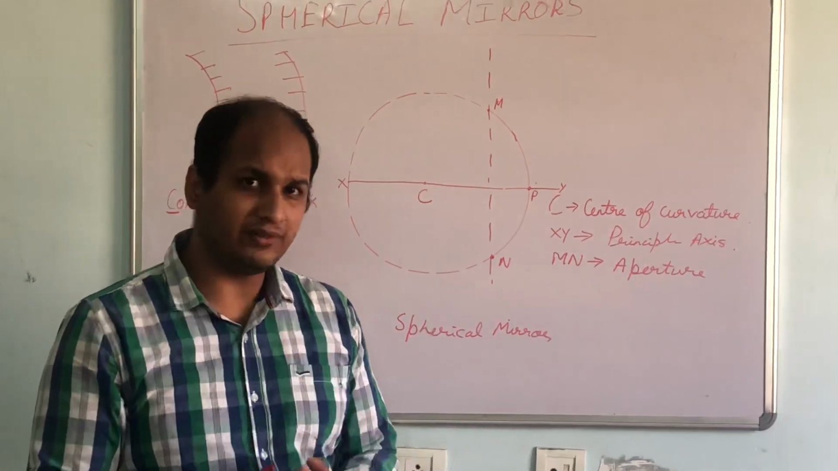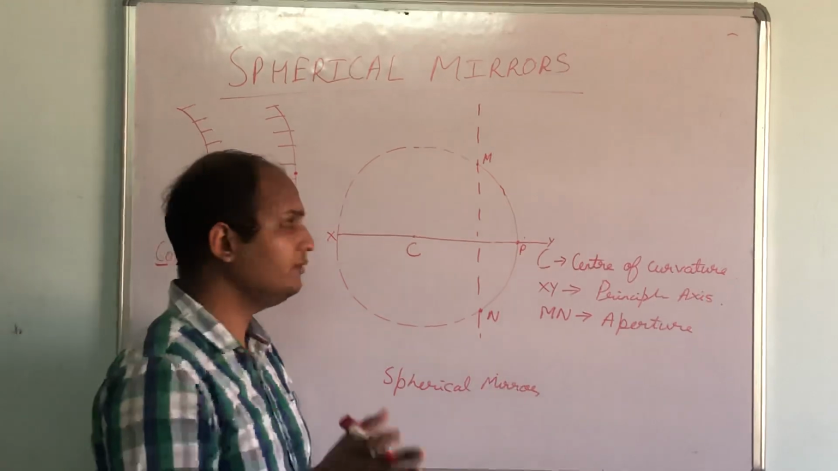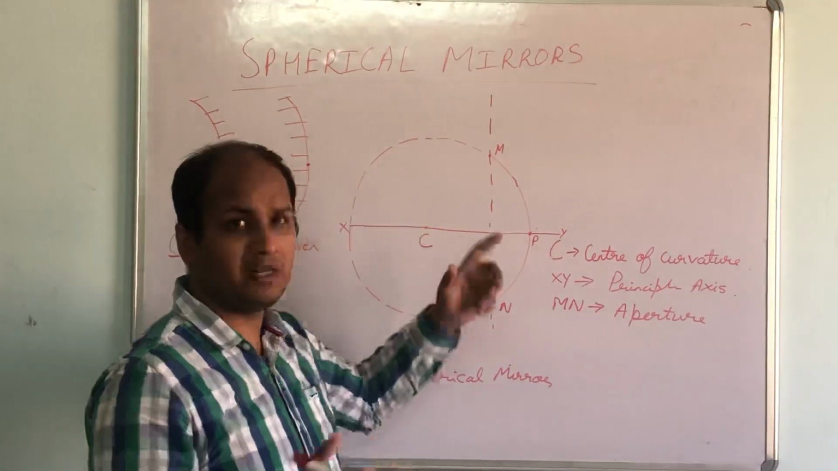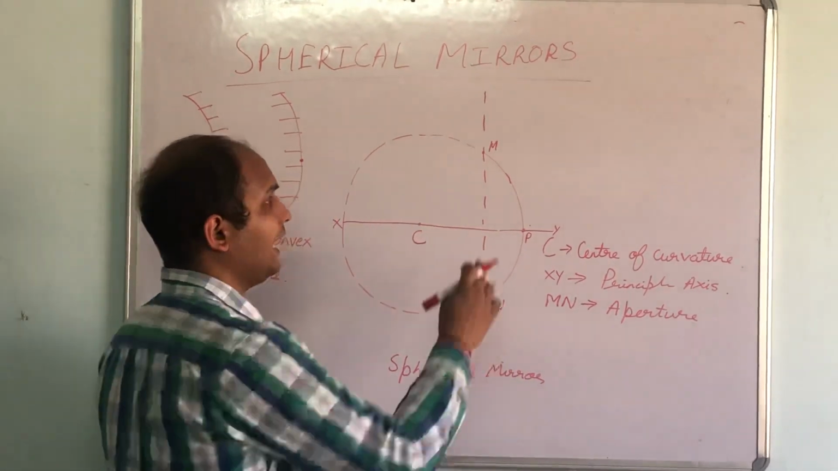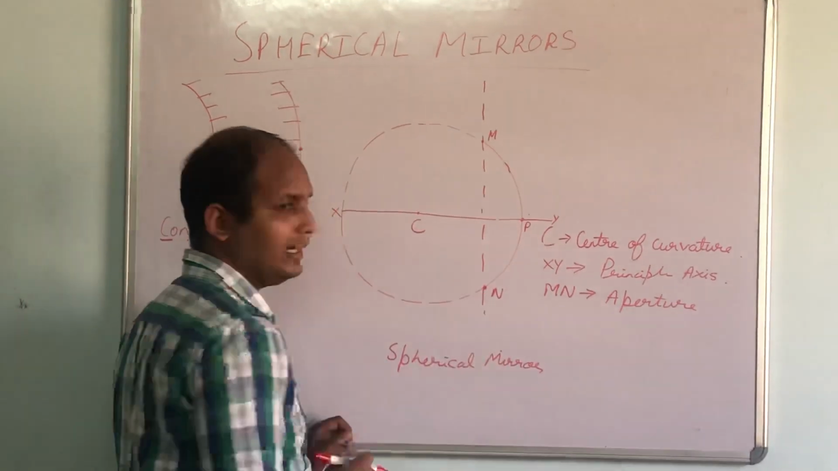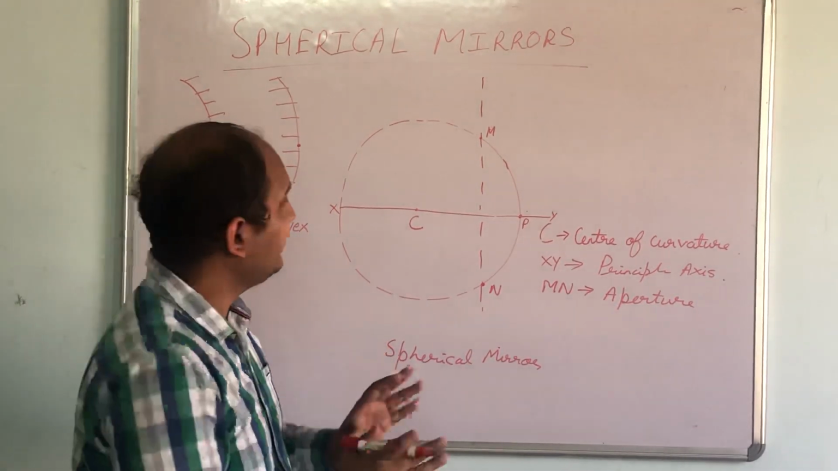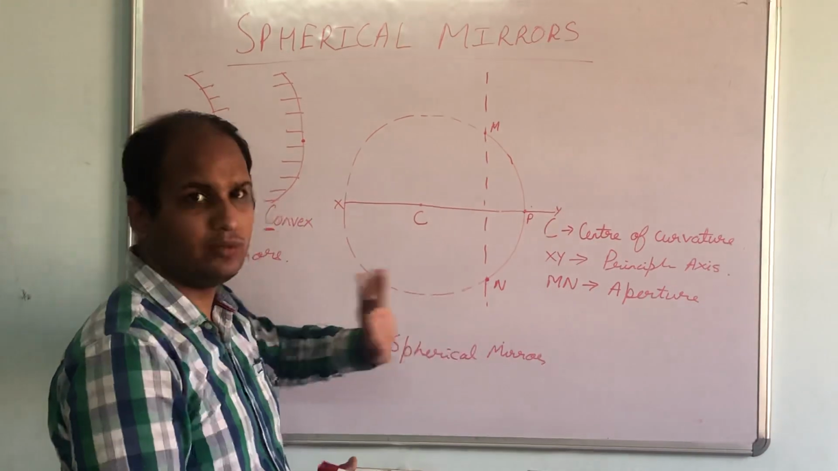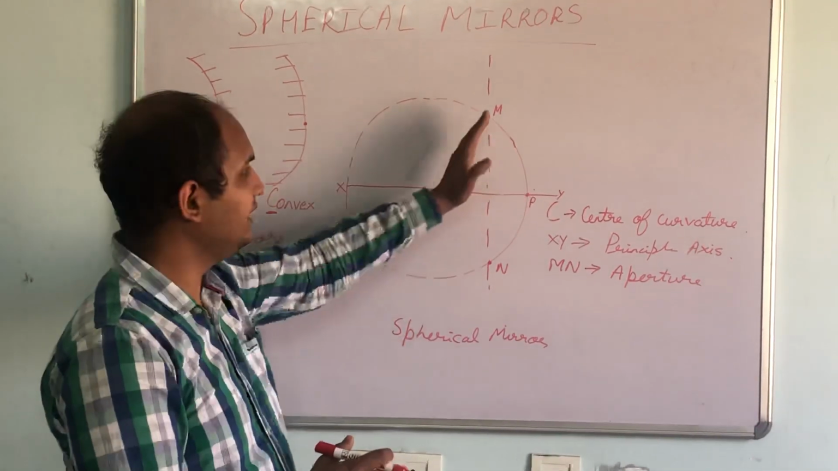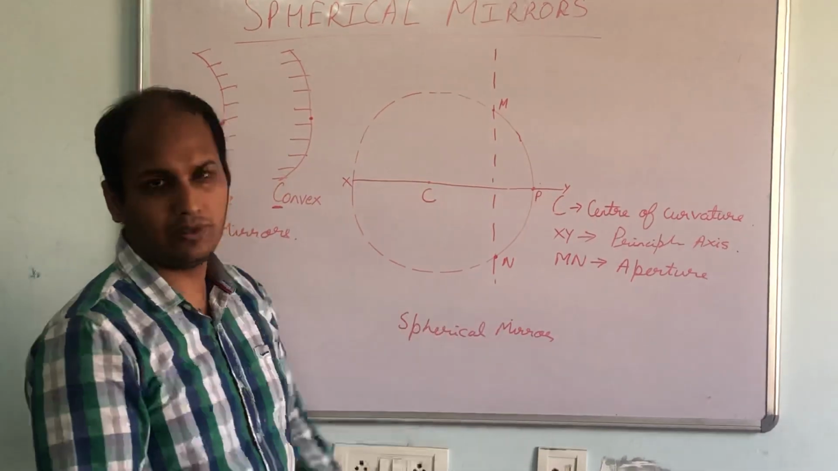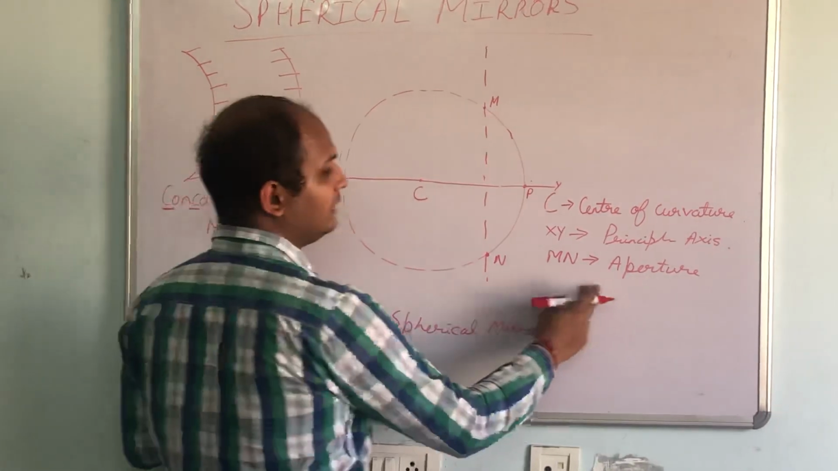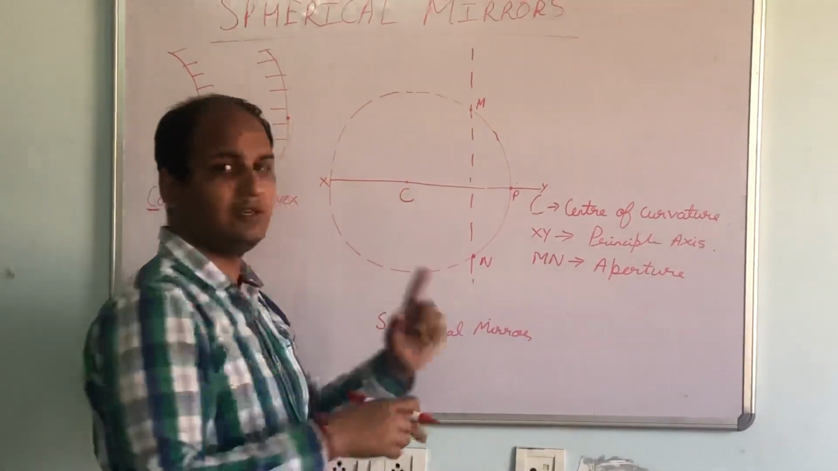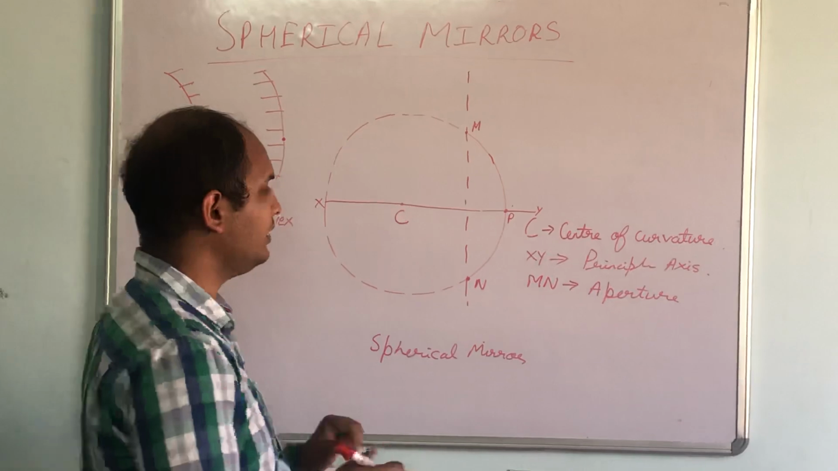The reflecting surface or reflecting part of the mirror is called aperture. What do you mean by reflecting surface or reflecting part? As you can see, the mirror is from here to here, right? So the mirror can only reflect the rays from here to here, right? Only this part of the mirror is able to reflect the rays. So that's why it is known as aperture. That is, the reflecting surface of the mirror is called aperture.